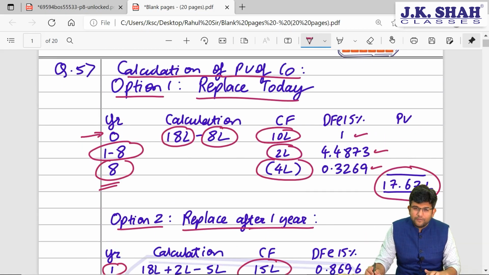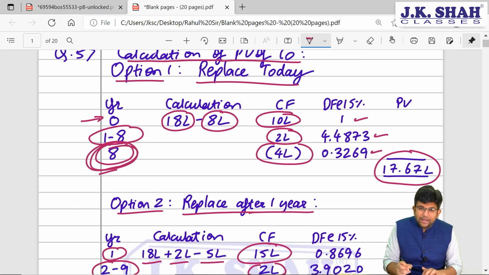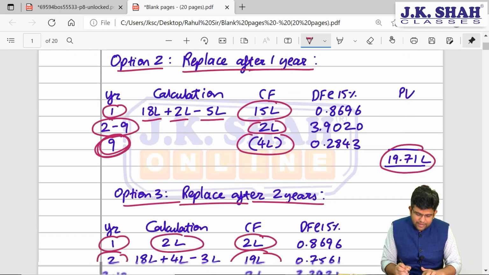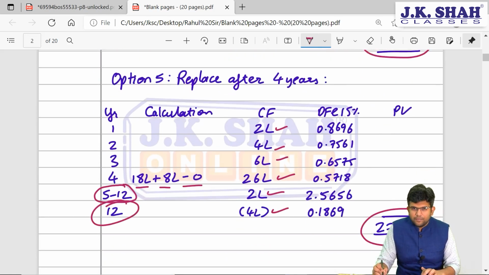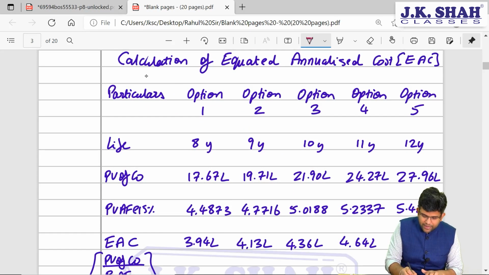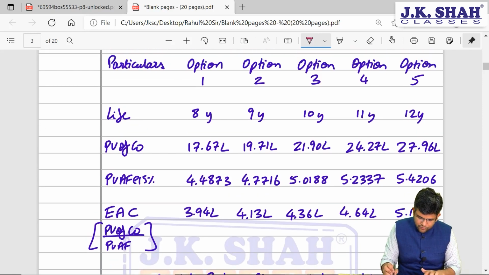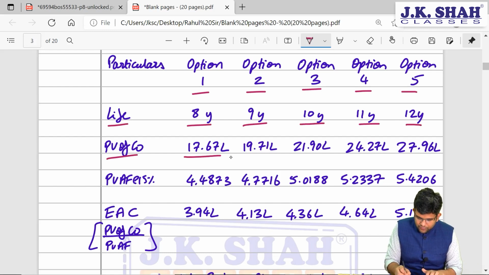So with that, we complete the calculation of PV of CO for each of the options, correct? But we can't compare them. We will have to calculate the annualized cost, for which we will have to divide by the respective periods, PVAF. So children, option 1 has a life of 8 years, option 2 has a life of 9 years, then 10 years, 11 and 12. We will have to divide by the PVAF of these respective years. So I am writing down here calculation of equated annualized cost. Now children, first of all, option 1, 2, 3, 4, 5. Life is 8, 9, 10, 11 and 12. PV of CO we just now calculated, correct?